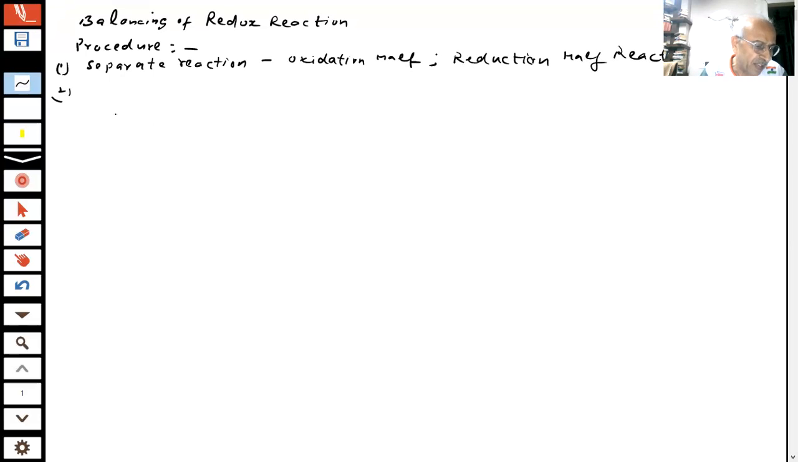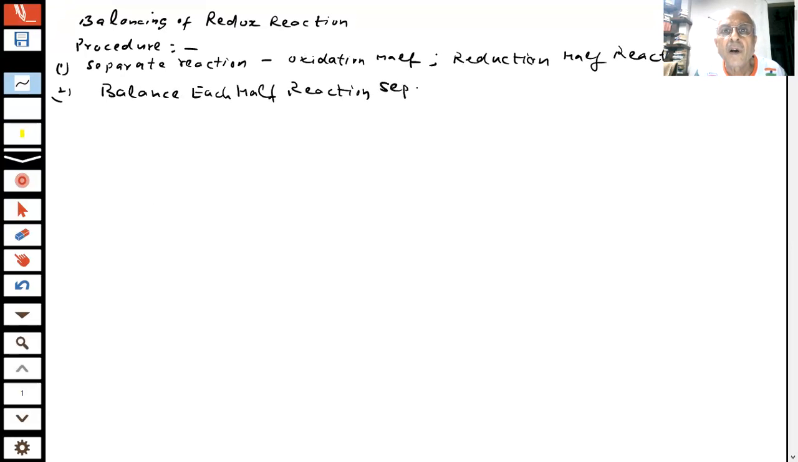The second point is, you have to balance each half reaction separately. How will you balance each half reaction separately, students? What are the steps to balance a half reaction? Tell me fast, you have only 1 minute. We have given you full details of that in the last lectures.